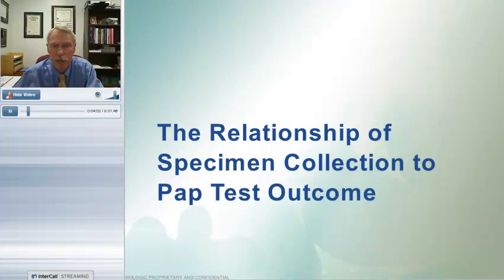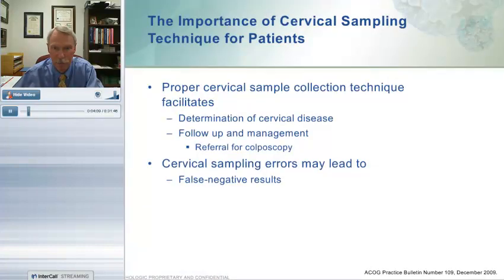The next part of this presentation will discuss the relationship of specimen collection to Pap test outcome. The importance of cervical sampling technique for our patients: proper cervical sampling technique facilitates the determination of the presence or the absence of cervical disease, and also gives us a basis for follow-up with our patients, including whether they need referral for colposcopy or for other diagnostic services. Sampling errors lead to false negative results. In other words, the patient has disease, but we don't detect it because we didn't pick it up.